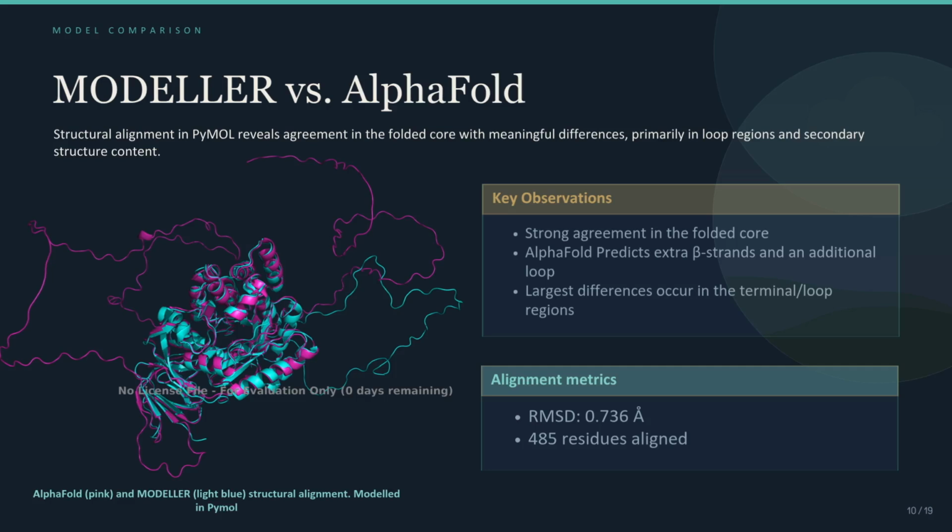region. The main differences, though, are outside of the core. AlphaFold predicts additional beta strand content and an extra loop, whereas the Modeler structure is more conservative, which is expected from a template-based approach. The largest divergence, though, is seen in the terminal and loop regions, where flexibility is higher and structural constraints are less known. But overall, both models support the same conserved CRMP fold, while differing in the terminal regions.